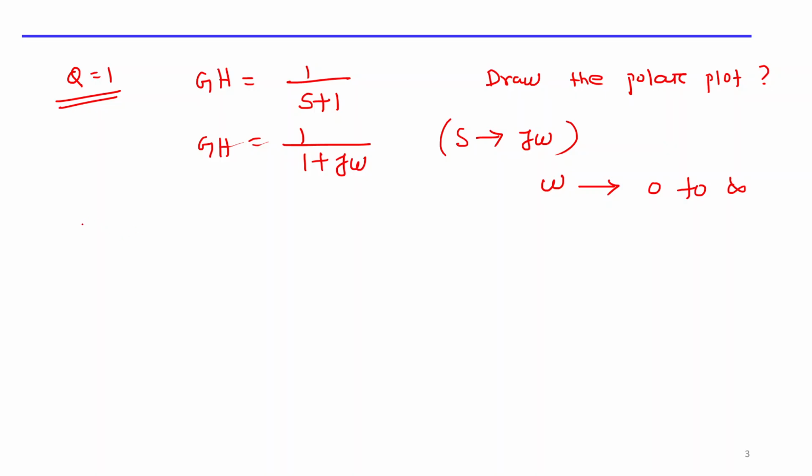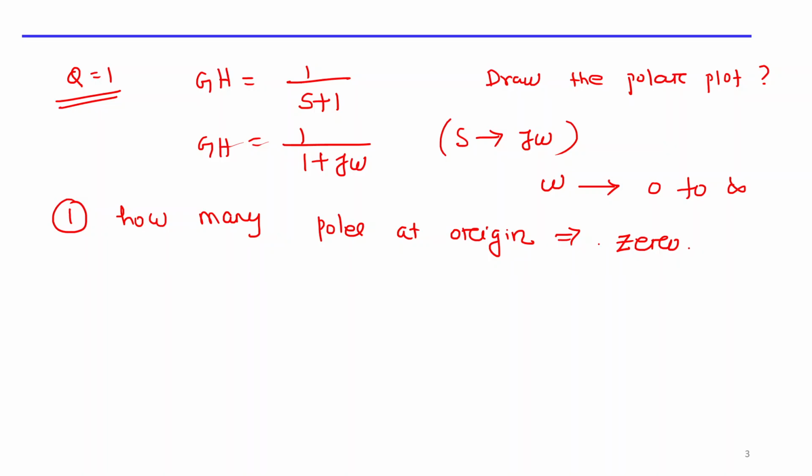First, find out how many poles are at the origin. This is the first step that you should always use. If you attempt 5 questions, these are the 5 steps I'm going to tell you, and they should always be rotating in your mind. First, immediately one question will come: how many poles are at the origin? For this question, the number of poles at the origin is 0.